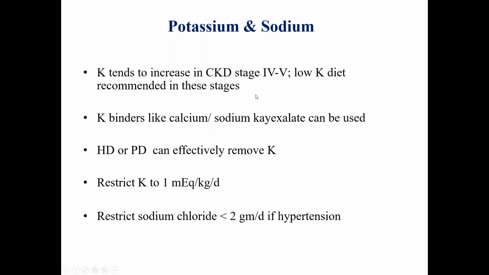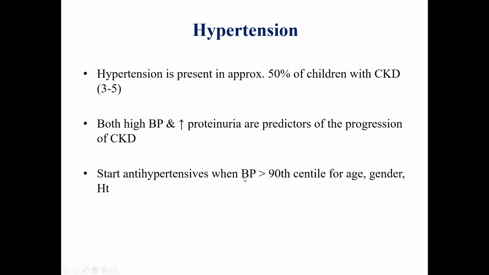And if significant hyperkalemia develops, then in such situations you would require some binders like calcium and sodium resins. And then if the hyperkalemia persists, now this is an indication to start hemodialysis or peritoneal dialysis, and this is the point at which dialysis should be begun.